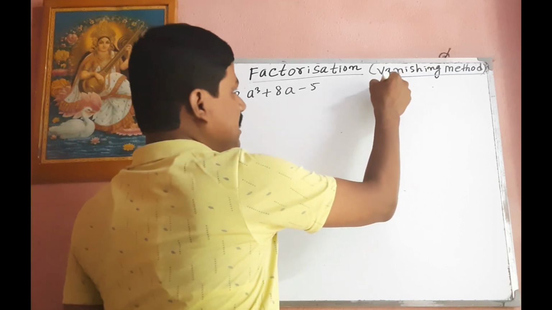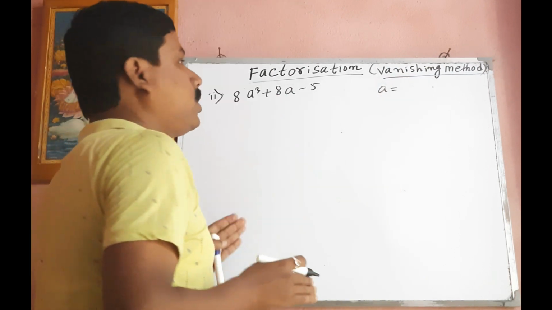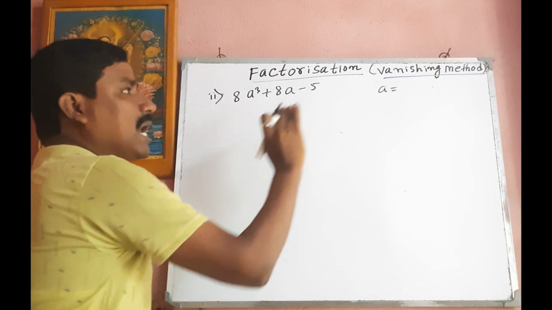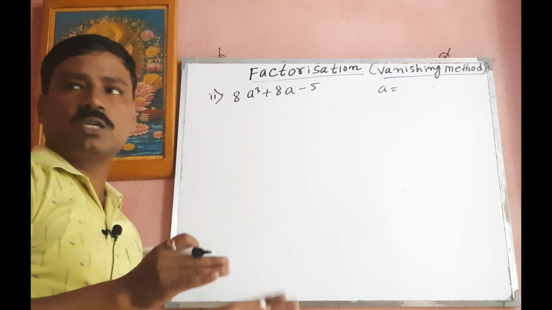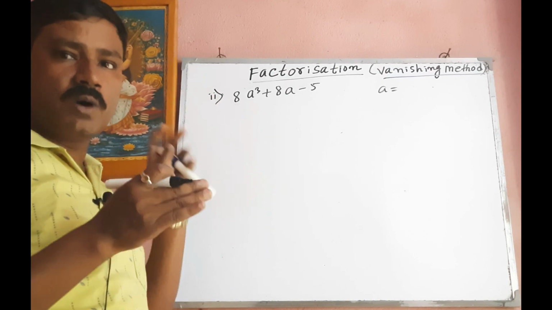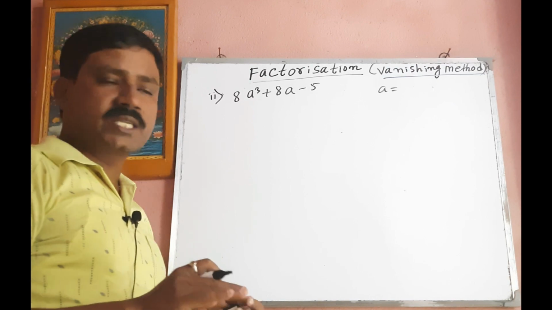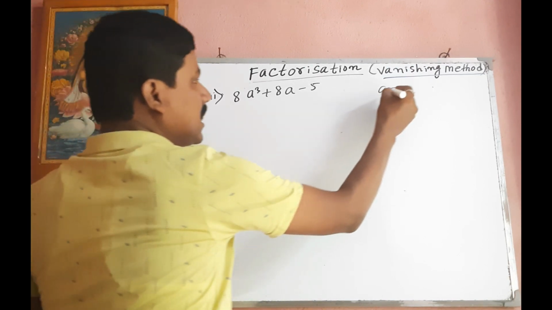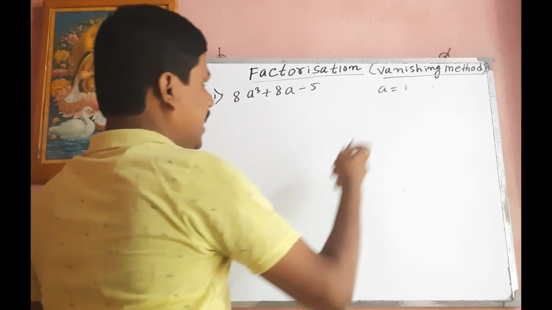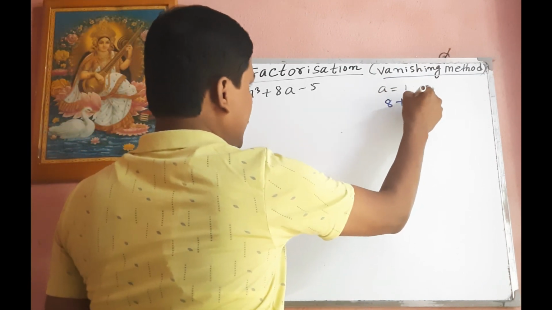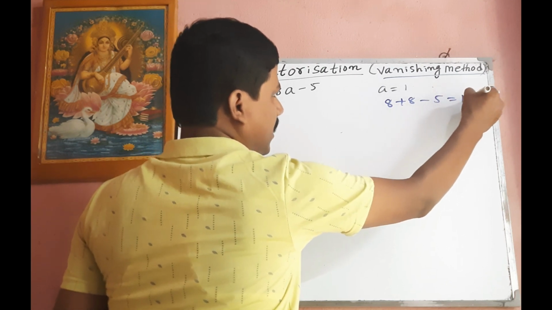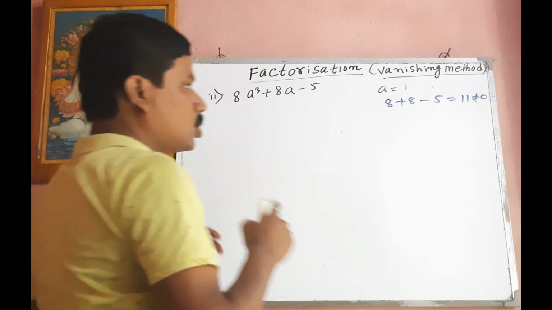Now we are discussing the value of a. When we put the right value of a, this expression will be 0. That is the vanishing method. We use the vanishing method to solve this kind of problem in our exam as well as the competitive exams. So at first we put a is equal to 1, then we get 8 plus 8 minus 5, that is 11, not equal to 0, so it does not vanish.